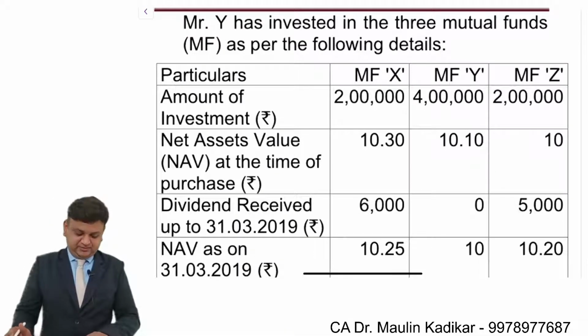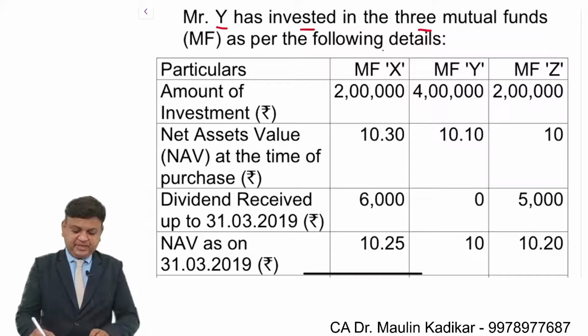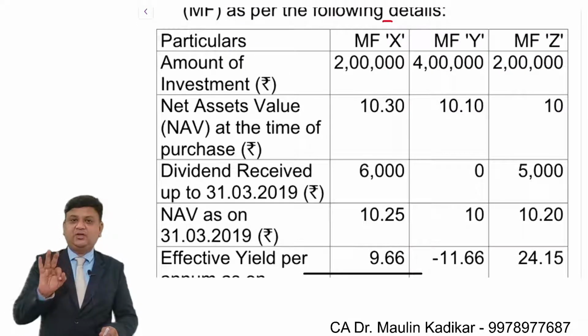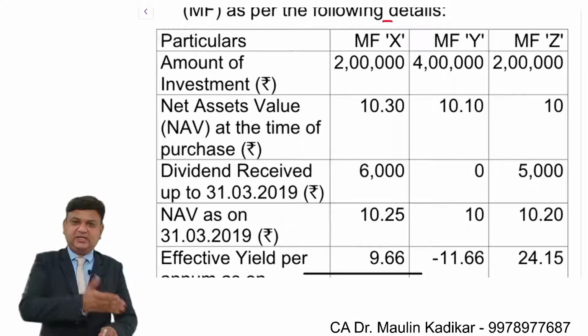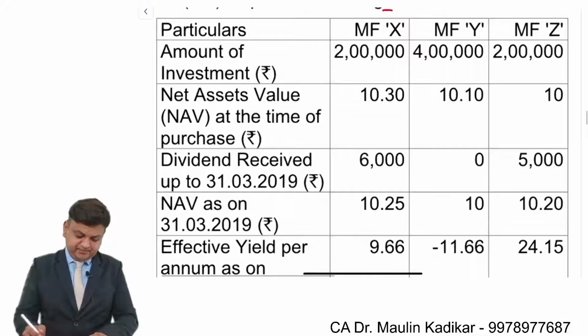Let us see the next question. Mr. Y has invested in three mutual funds as per the following details. Again, the particulars and three columns have been given. I am ignoring the second and the third column. I am reading particulars and mutual fund X.